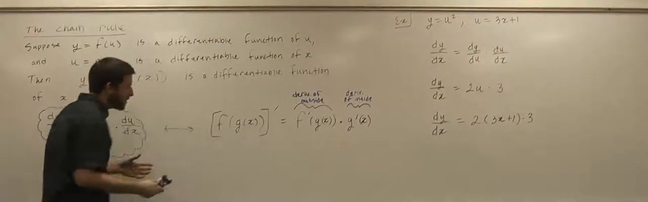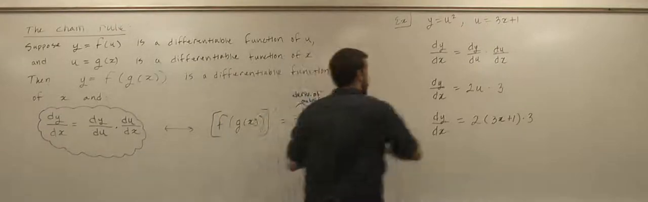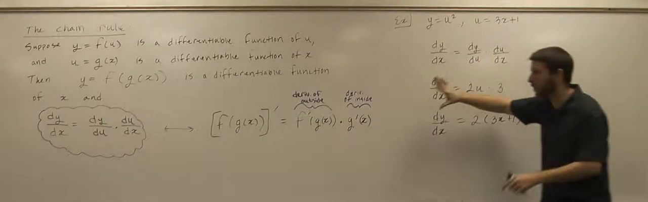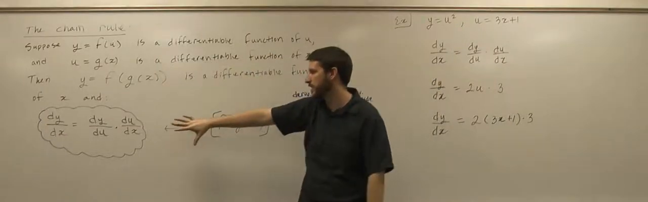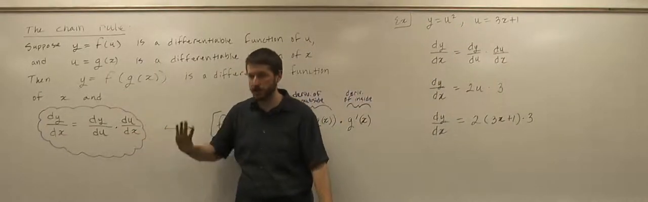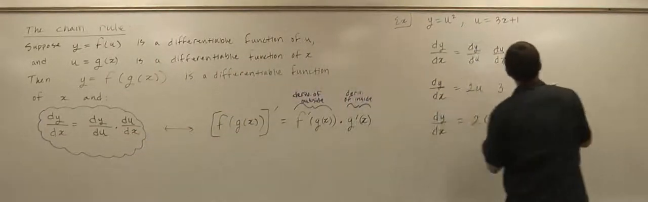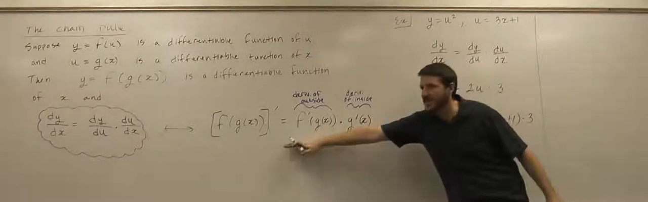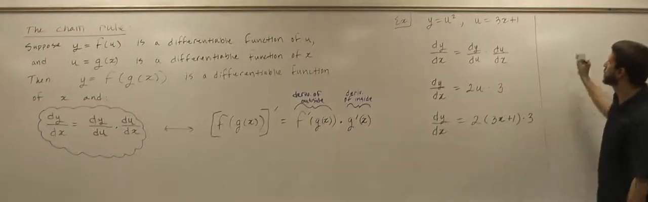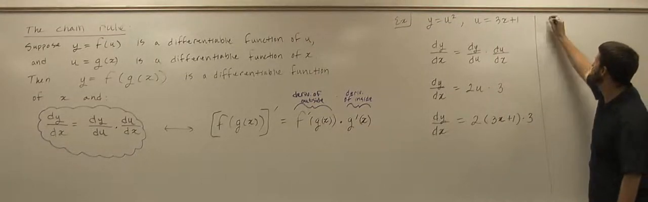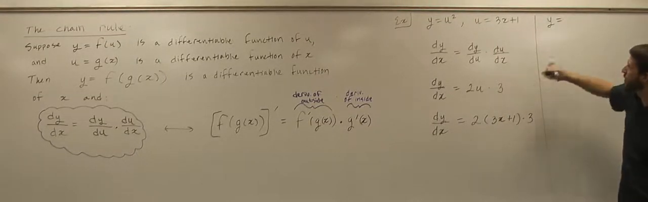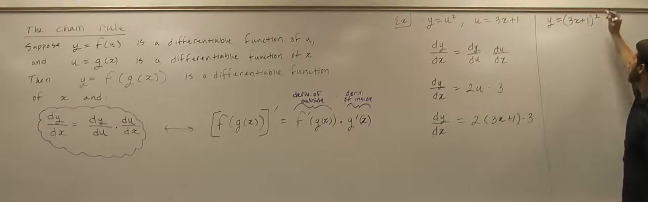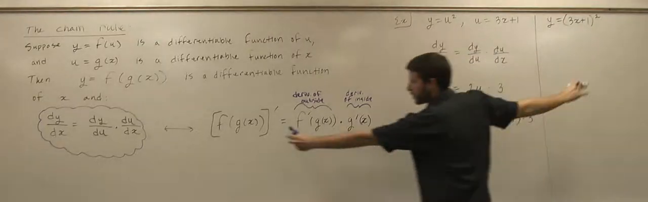Now let me do the same exact problem, but without all this u garbage. Okay, because the u is helpful in stating the chain rule, but it's a hindrance in actually doing problems. It's just going to slow you down. So here's the same exact problem, but using this kind of statement. Suppose I give you the function y equals (3x plus 1) squared. So I give you a composition.